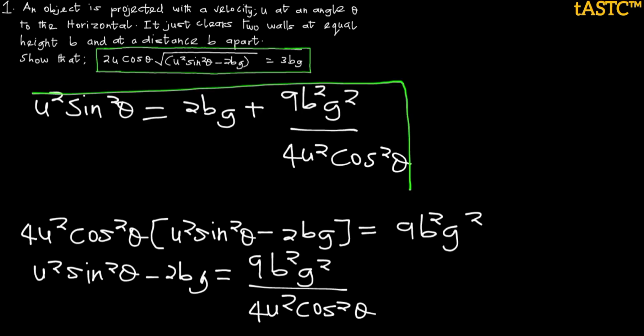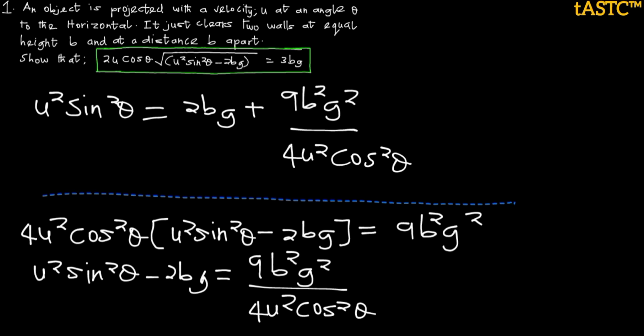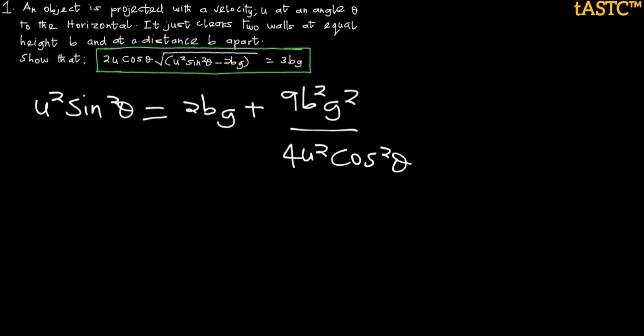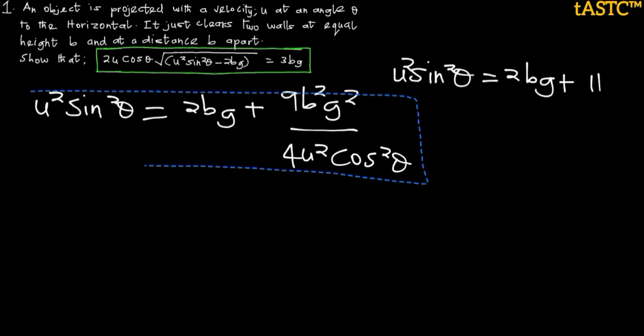Okay, so I think I'm gonna write it out somewhere. So let us say we got that here. That will be u squared sin squared theta is equal to 2bg plus whatever should be there. Of course, we know we're going to find this later on, so I don't really need to worry about that.